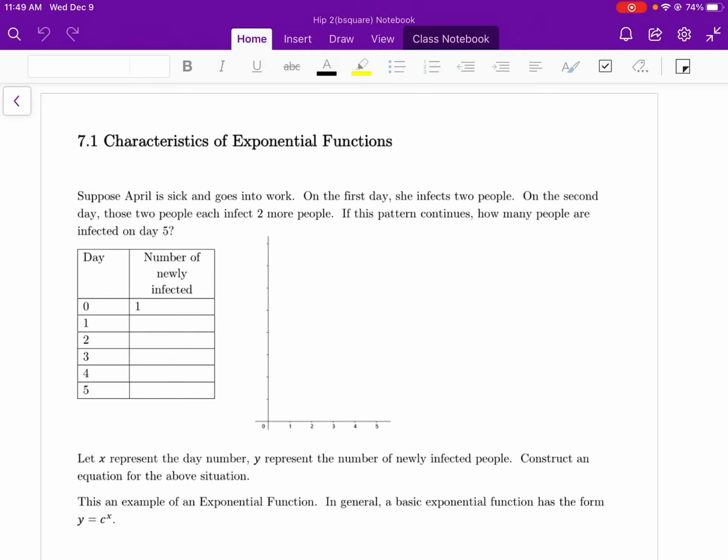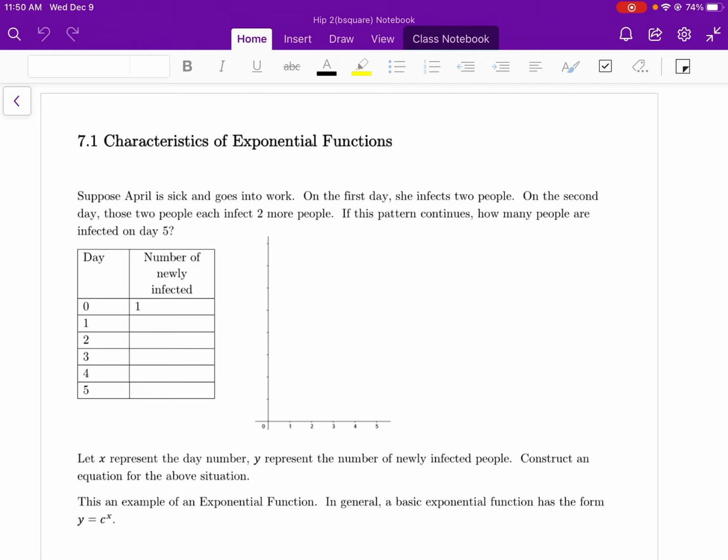We're going to take a look at exponential functions and specifically the characteristics of the exponential functions. Now, exponential functions and the family of exponential functions really have wide-reaching implications, specifically in natural sciences and even in finance. Let's get started here.